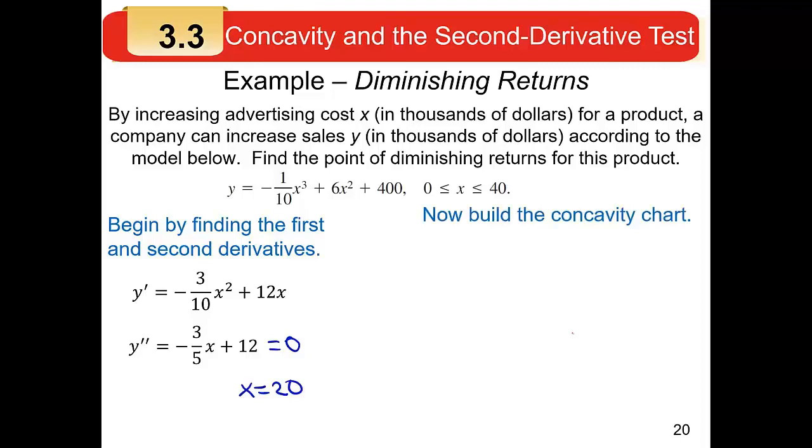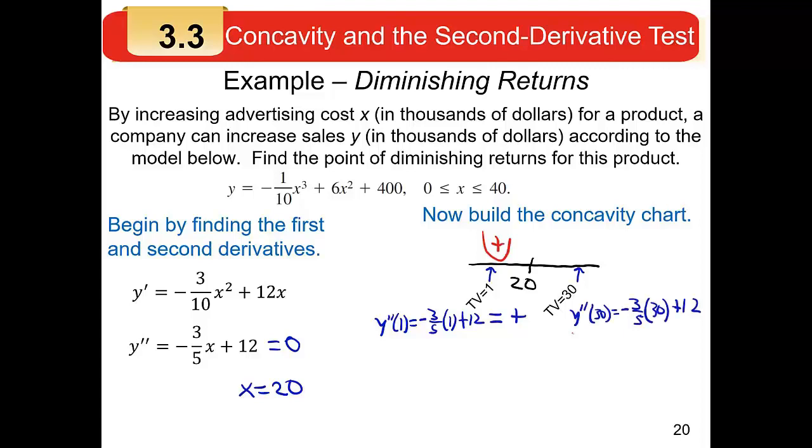Now, if you want to actually verify that it satisfies the condition of being a point of diminishing returns, it has to be concave up on the left and down on the right. So technically, you should check this to make sure it really does have that behavior. And if you take a test value on each side, say, a test value of 1 plugged into the second derivative, you get a positive value. That means it's concave up. That's good. That's what we're looking for.